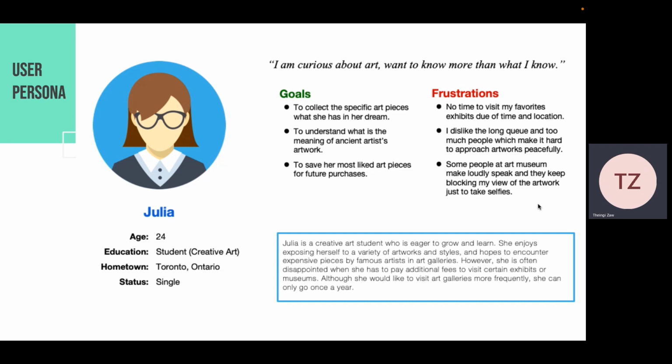Maybe she wants to buy them in the future, but she has no time to go to exhibitions and museums, and most of the time the museums are crowded. She would like a place or platform to explore art in her own space and learn more about the artworks and artists. So Julia would be able to use my application for her objectives.